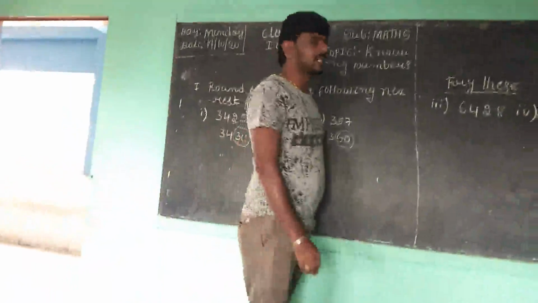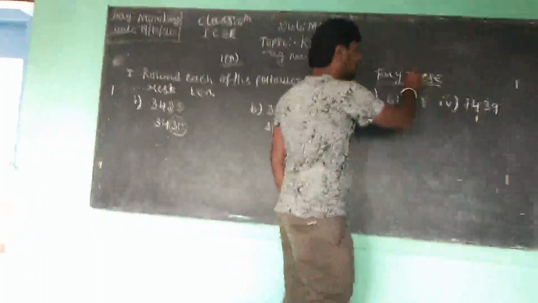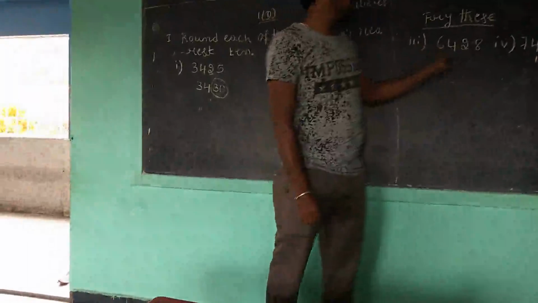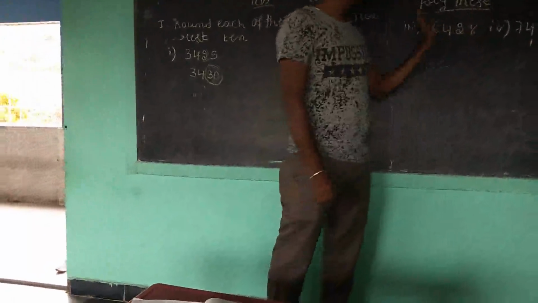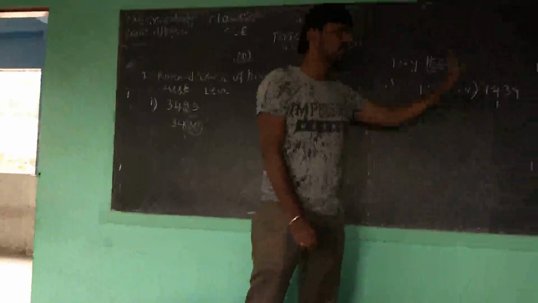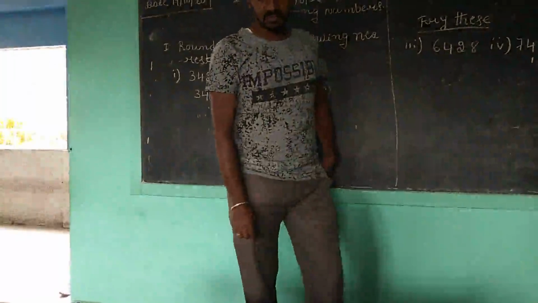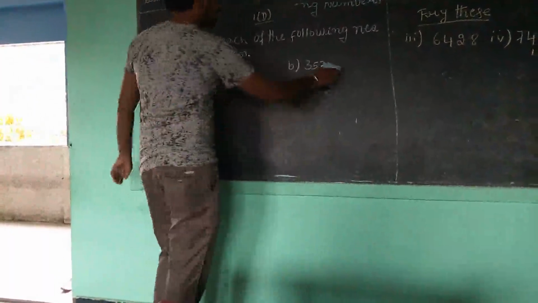As well as children, try this. Do it yourself at home, children. The first question is 6428 and 7439. Children, do it yourself. Then we will go to the next question, children.